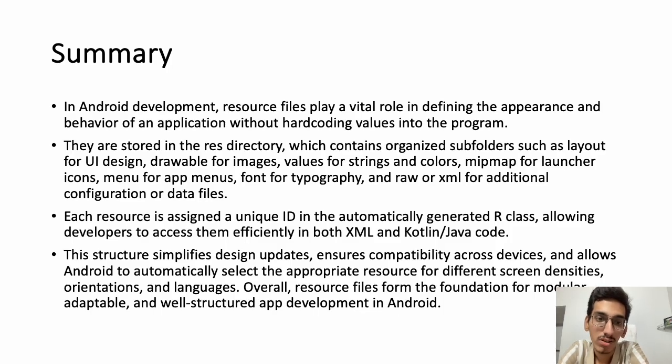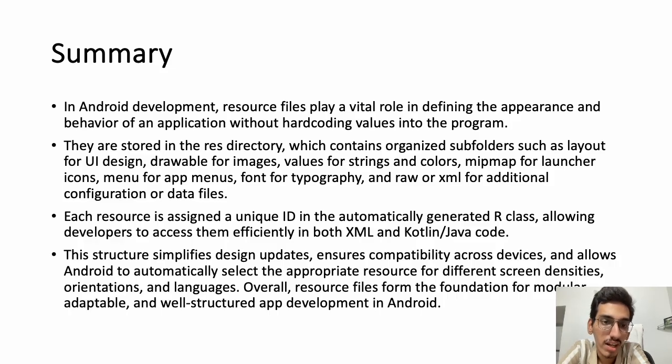In Android development, resource files play a vital role in defining the appearance and behavior of an application without hard coding values into the program. They are stored in the resource directory, which contain organized subfolders such as layouts for UI design, drawable for images, values for strings and colors, bitmaps for launcher icons, menu for app menus, font for typography, and raw or XML for additional configuration or data files. Each resource is assigned a unique ID in the automatically generated R class, allowing developers to access them efficiently in both XML and Kotlin code.